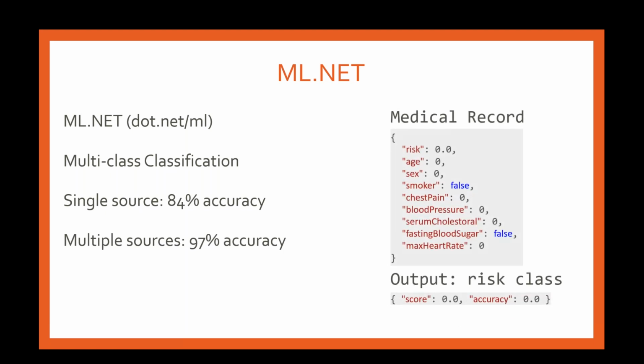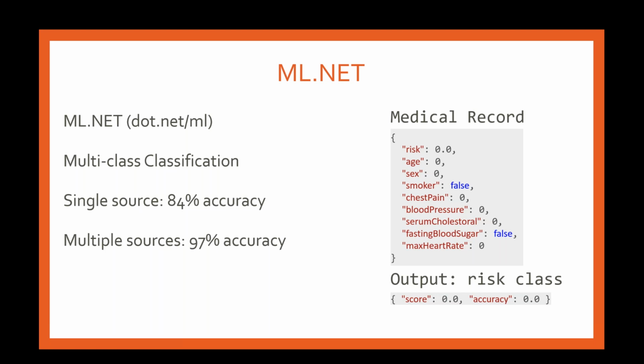This is a typical medical record that contains some element around age, sex, whether it's a smoker or not, blood pressure, heart rate, and the output is a score and the accuracy of the prediction itself. So the score is a number between 0 and 1 that indicates the likelihood that a patient with those conditions develops a sort of illness or other conditions that the hospital should take into consideration.